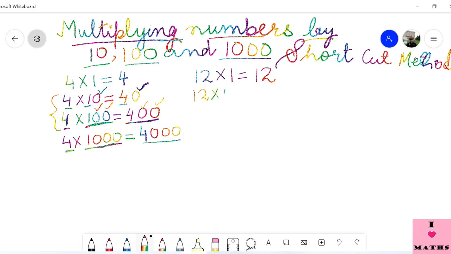12 into 10. 12 tens is 120. Now how have we done it? We multiplied 12 by 1. 12 ones is 12. And since 10 has 1 zero, so 1 zero has come at the back. 12 tens is 120. Now 12 into 100.